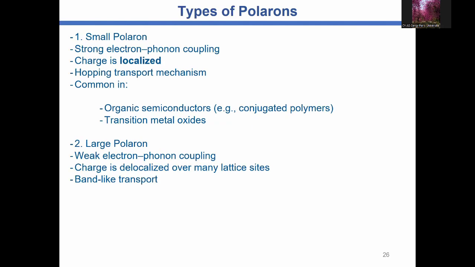Just for curiosity, we have two kinds of polarons, small polaron and large polaron. For organics, we have small polarons because they have this strong electron-phonon coupling. If they have weak electron-phonon coupling, they can be called large polarons.